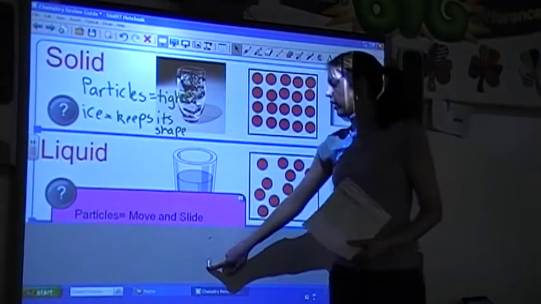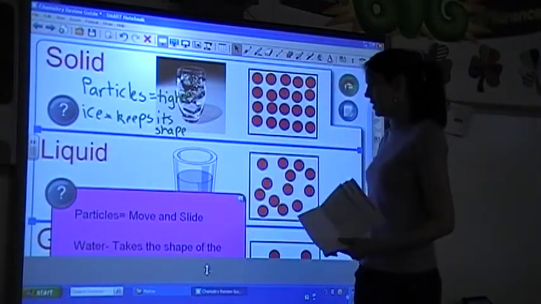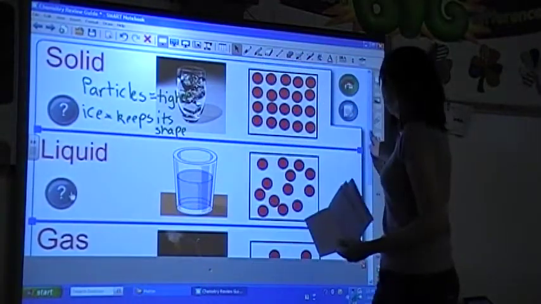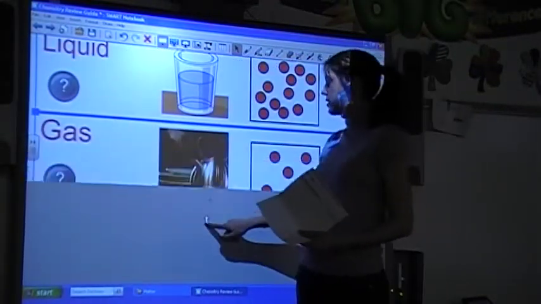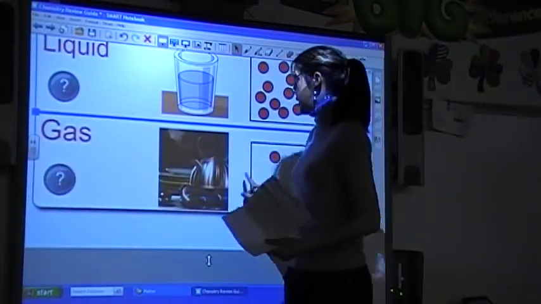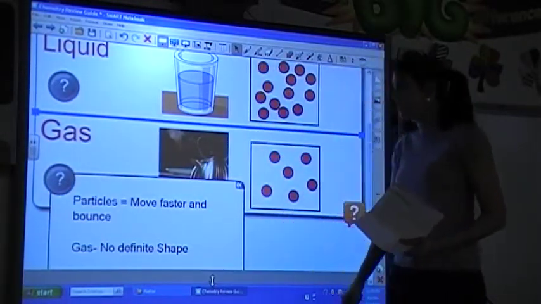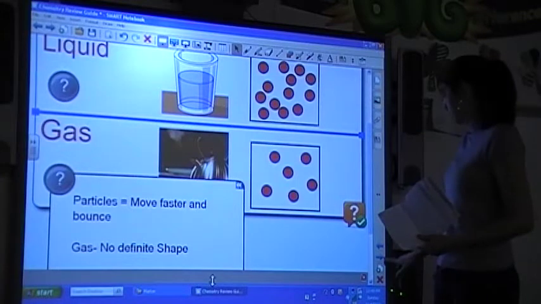We talk about a liquid. In a liquid, the particles move side to side. An example is water, which takes the shape of the container. And the final one would be gas, with a picture example. Then the definition, the particles move faster and bounce. There's no definite shape with the gas.